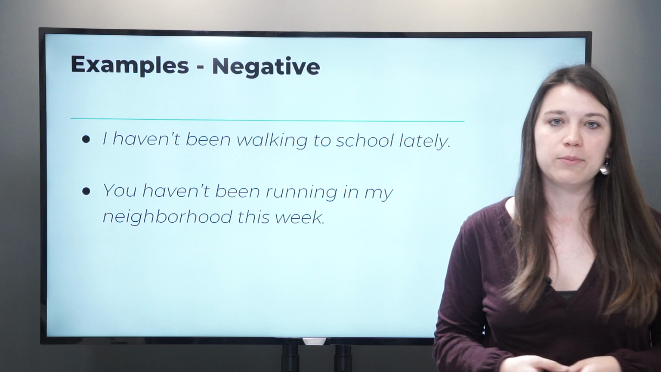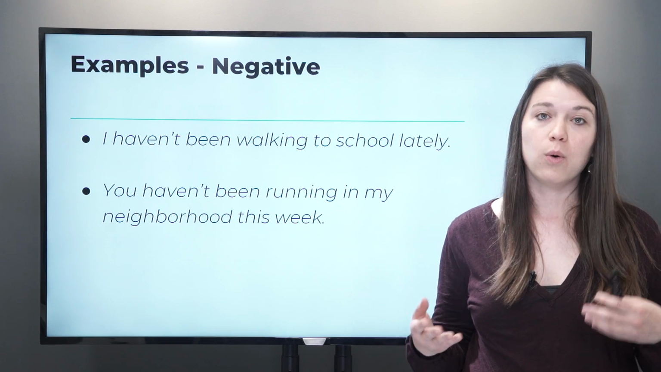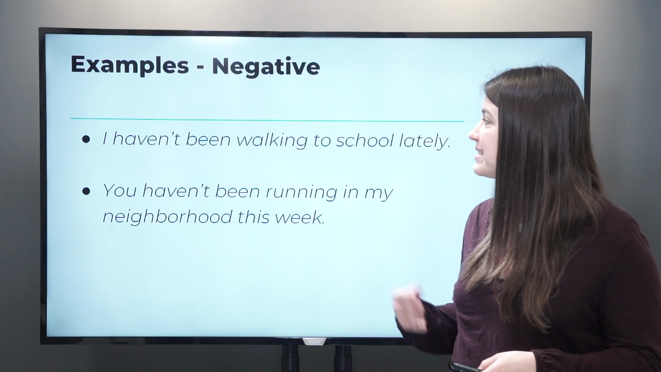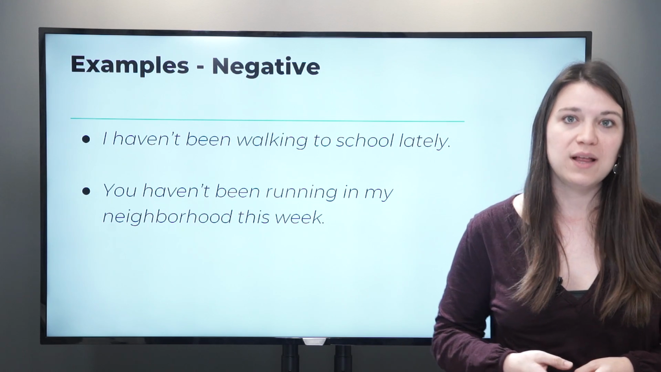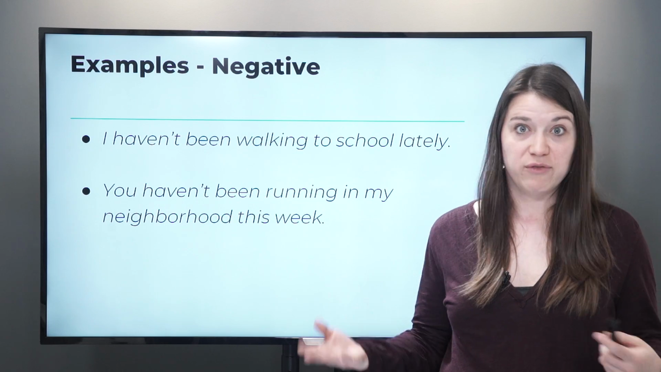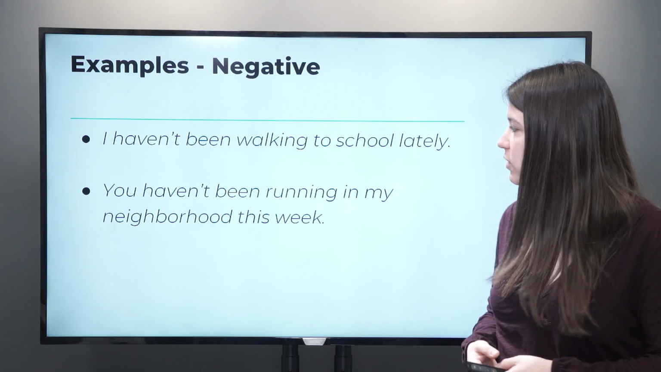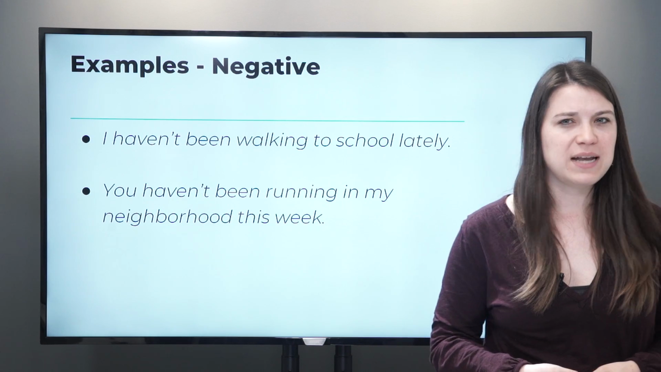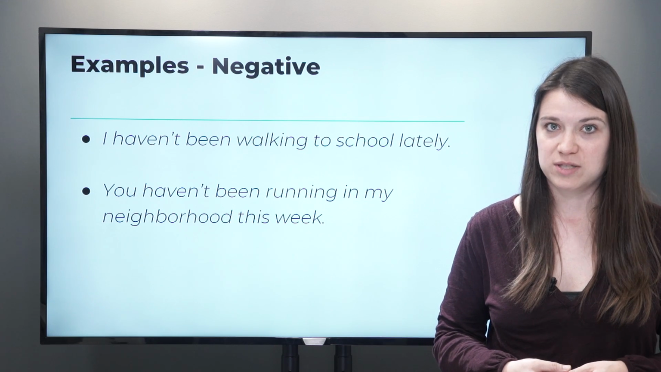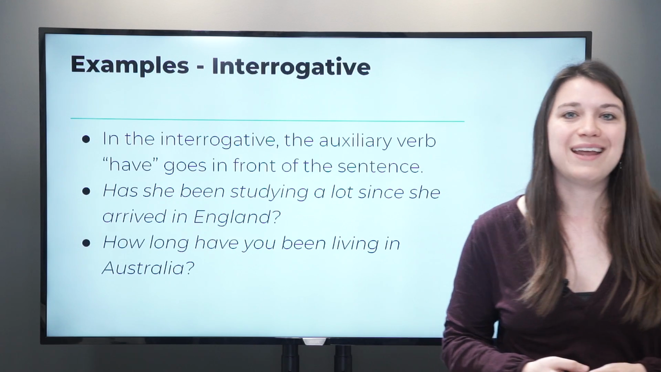Now let's look at a couple examples in the negative. So remember, when the negative, we need to add the word not to have or has. So has not, hasn't, or have not, haven't. Okay? In this case, I haven't been walking to school lately. So we know that at some point in the past, you stopped walking to school every day or whenever you go, and this is still true in the present. Okay, let's see another example. You haven't been running in my neighborhood this week. So this means that you've noticed over time that you haven't seen this person. So ongoing action.